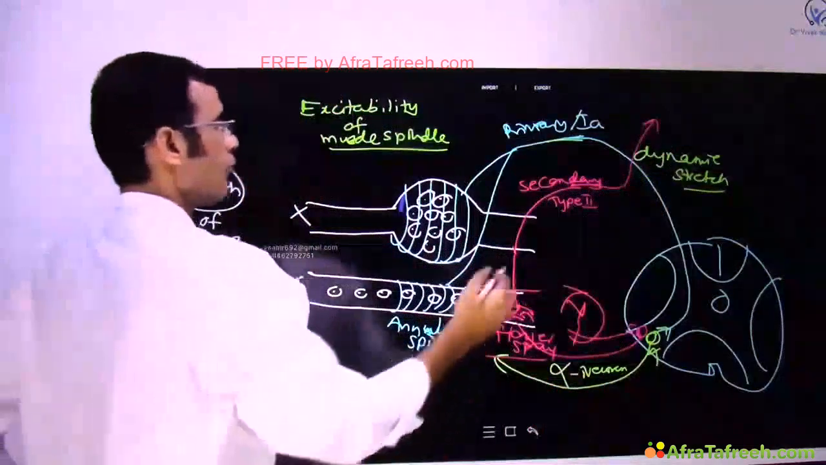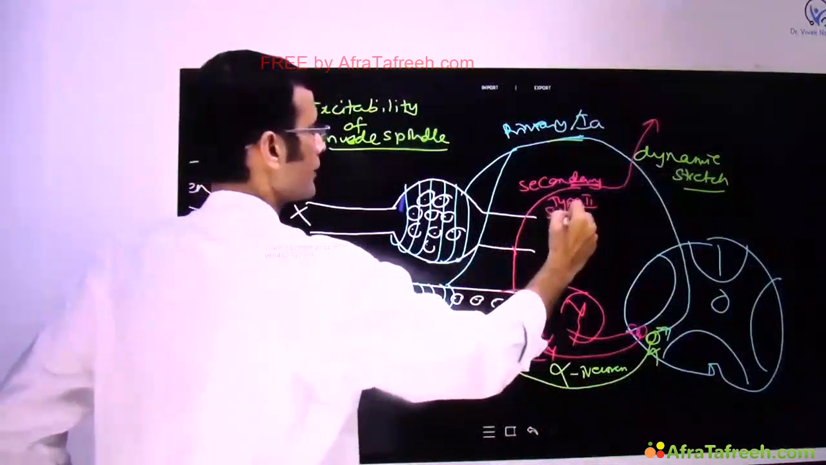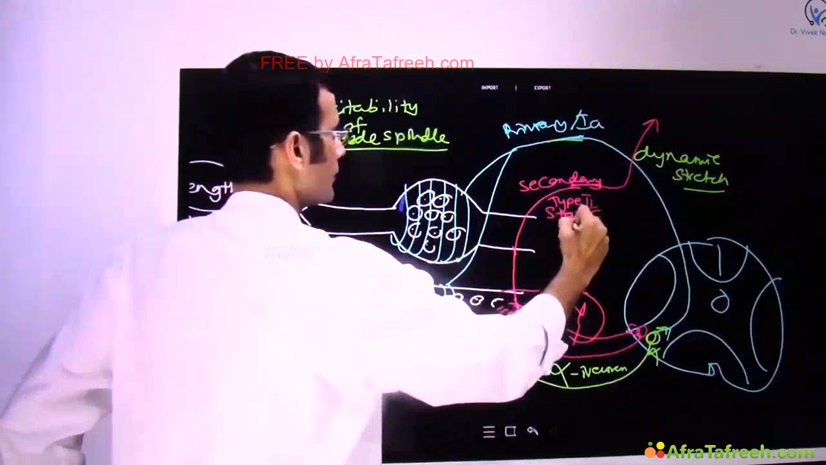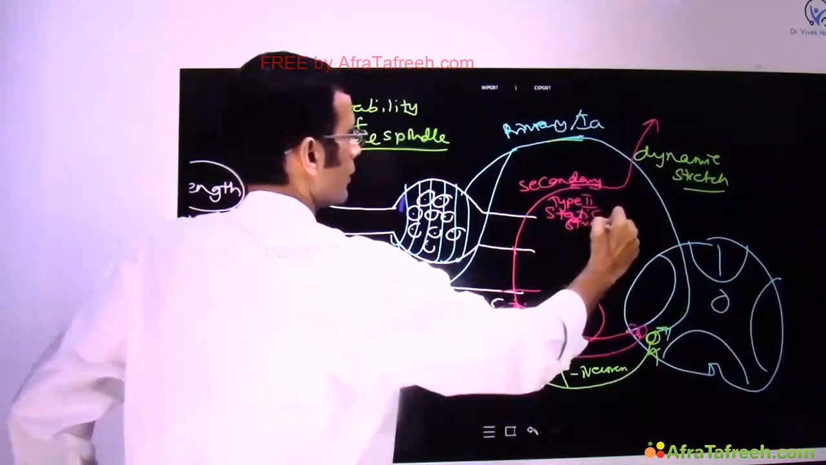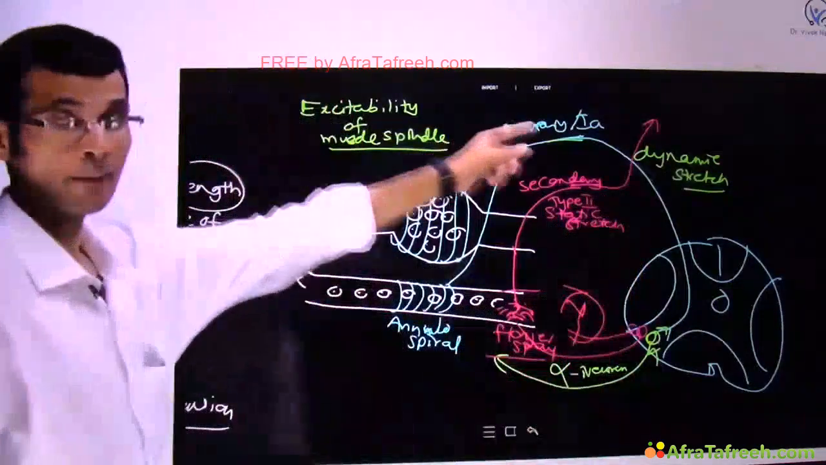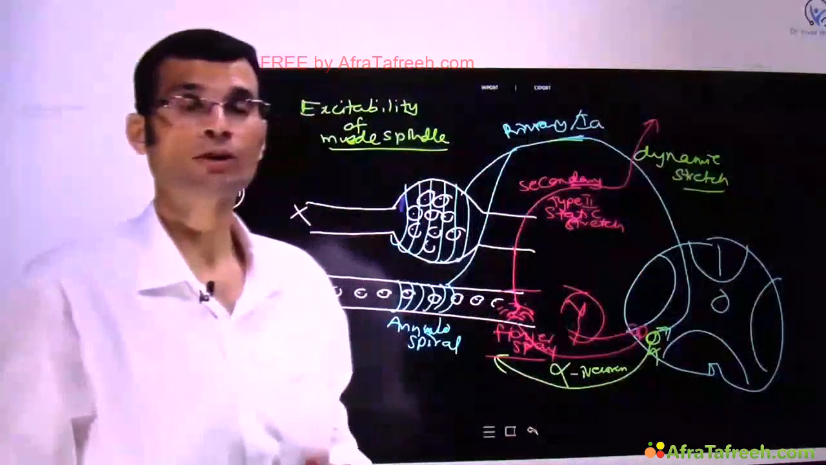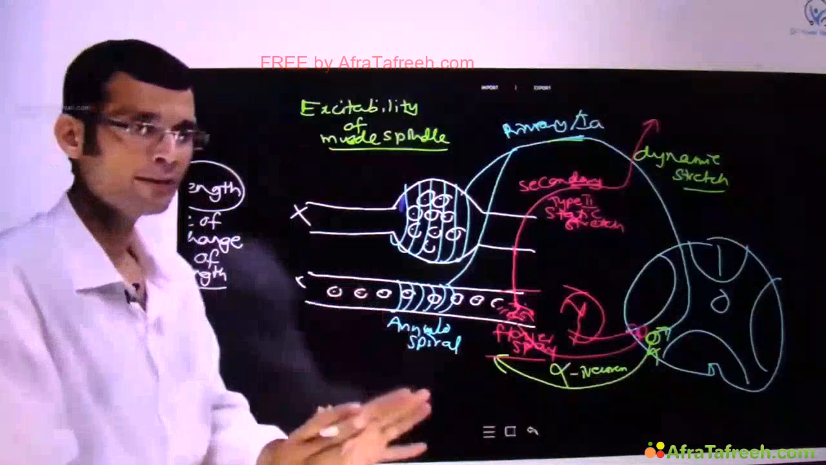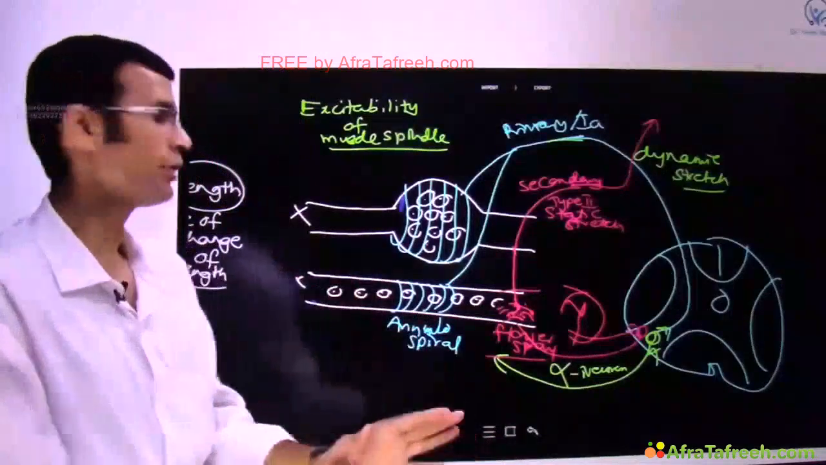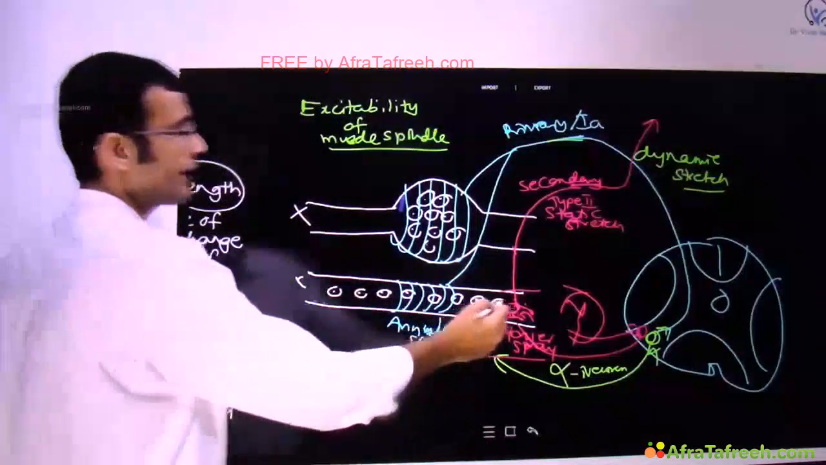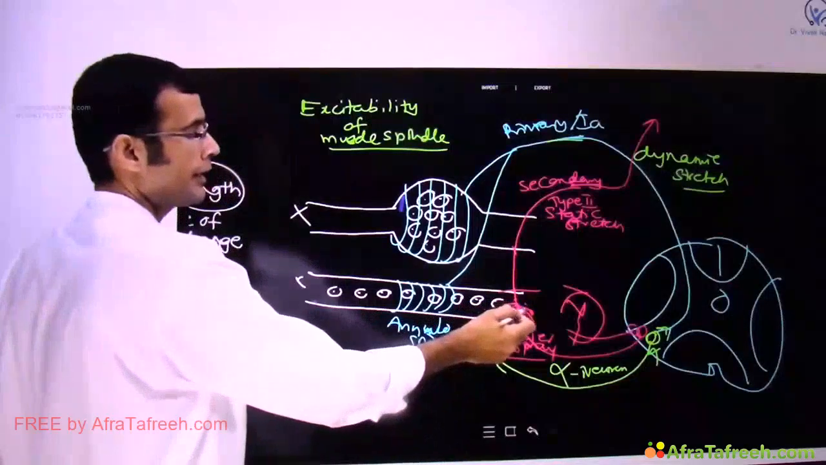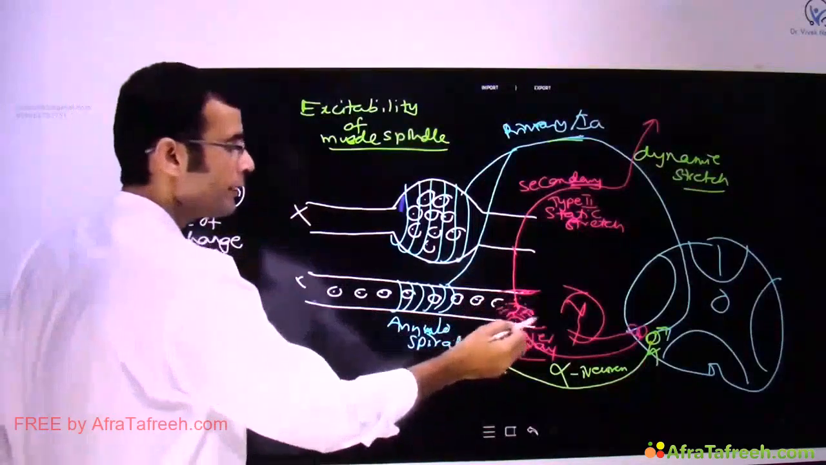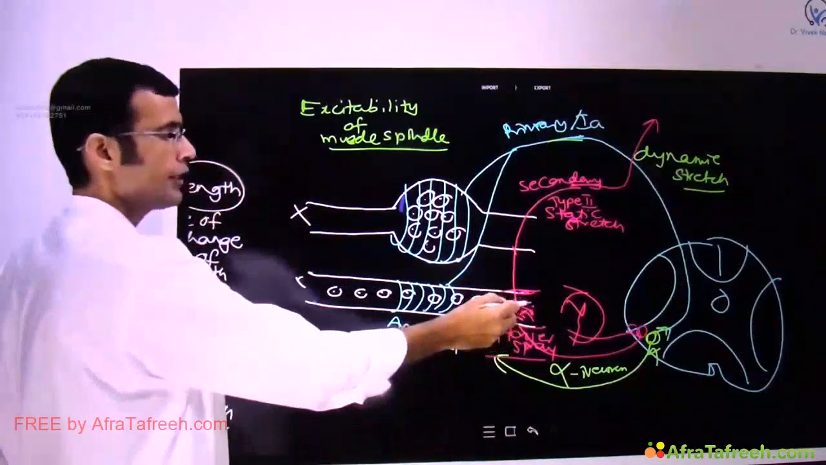This detects what? This detects the static stretch of the muscle. The other one was dynamic stretch, that is when the muscle was suddenly stretched. Static stretch is when the muscle is in a contracted state and there is a static stretch on it. That is detected best by these flower spray endings because they are at the poles of the nuclear chain fiber.